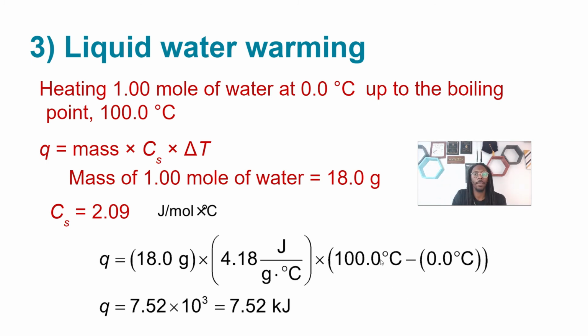Now, we got our change in temperature. We went from 0 to 100. So remember, anytime you got this delta T is final minus initial. Okay, so you don't want to do 0 minus 100. Your final temp was 100, minus your 0. That's what we saw in the other one too. Now, we do our math. We're going to see that we're going to get 7.52 kilojoules. Okay, we're going to get kilojoules.